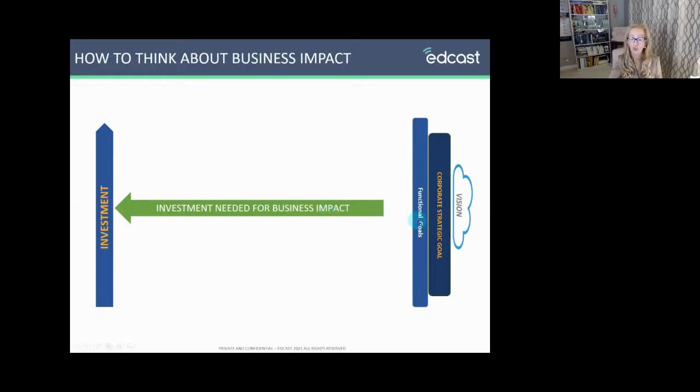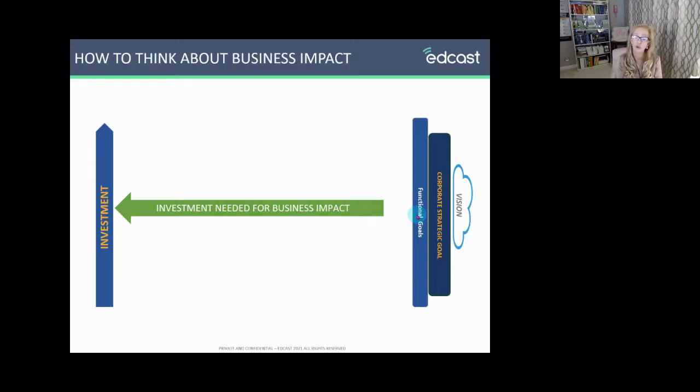So when you need to know what investments you need to make, what you do is you work the impact blueprint from the right over to the left. So we know we have a vision. We know we have strategic goals we want to accomplish. And we know in order to accomplish those goals, we have specific functional goals we want to accomplish. So in order to accomplish these functional goals, what needs to happen on the job? That's what we think about.